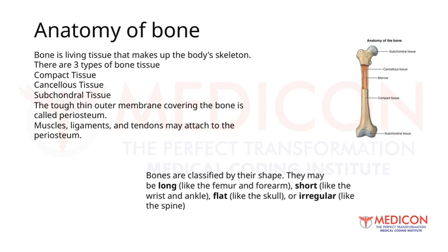Surrounding the bone is a tough, thin outer membrane called the periosteum. This periosteum isn't just a protective layer. It also serves as a point of attachment for muscles, ligaments, and tendons, connecting soft tissues to the bone and facilitating movement. Now, bones aren't all the same shape.